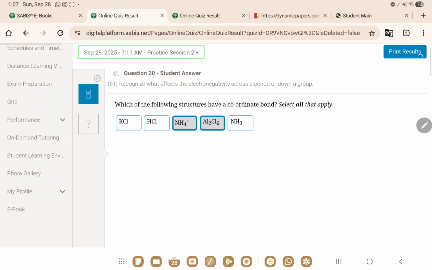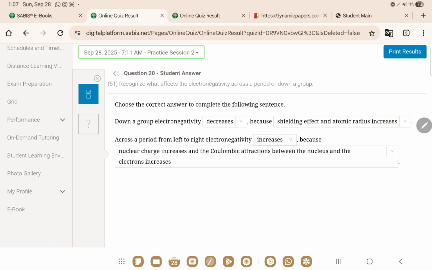Moving on, again to our last question. So down a group, electronegativity decreases because your shielding effect increases. Across a period, left to right, electronegativity increases because nuclear charge increases, and the Coulombic attractions between the nucleus and the electrons increase. These are definitions. They should be memorized.